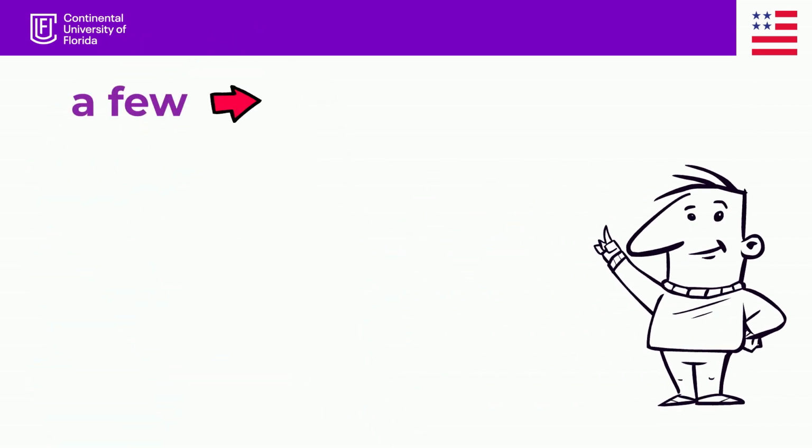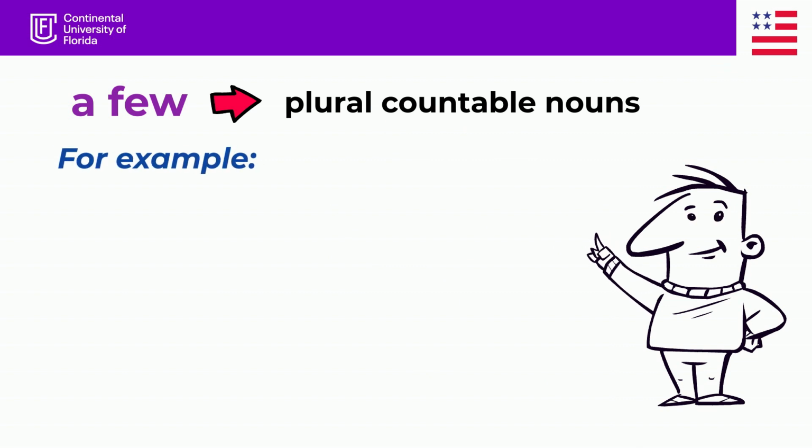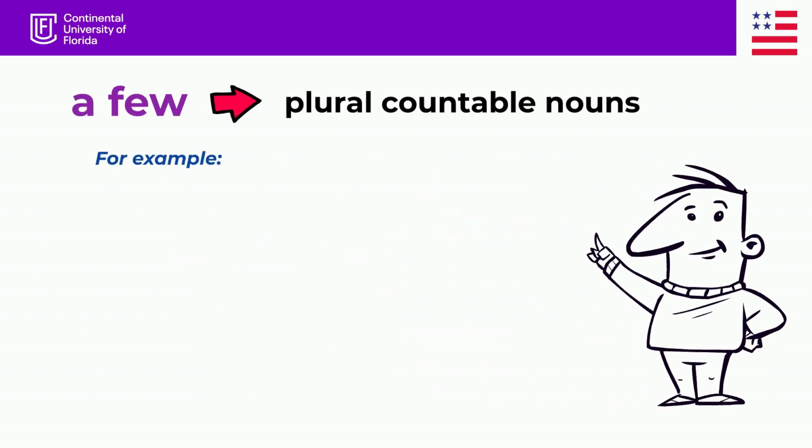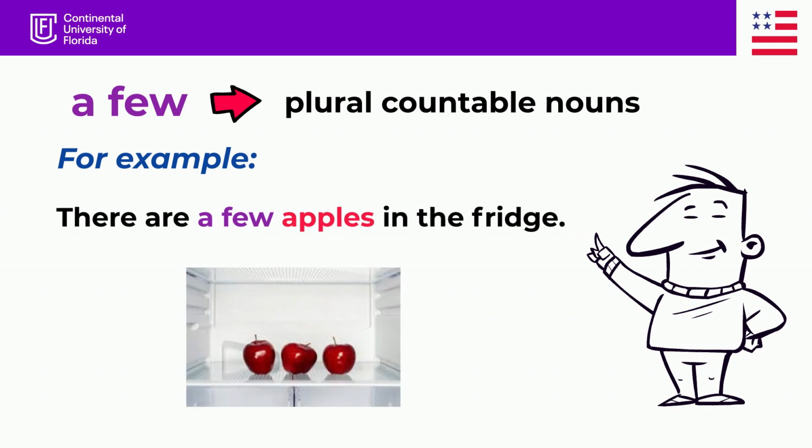We use a few for plural countable nouns. For example, there are a few carrots for the cake. Carrots is a plural countable noun. Here we have a different example. There are a few apples in the fridge. Apples is a plural countable noun.